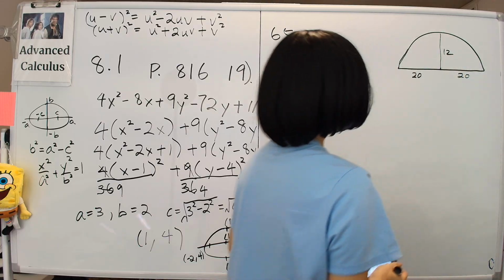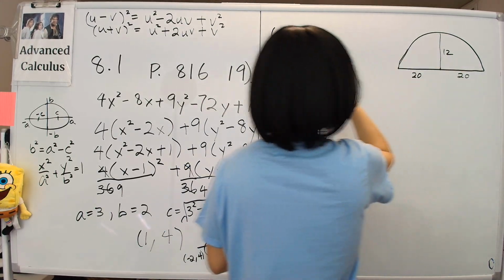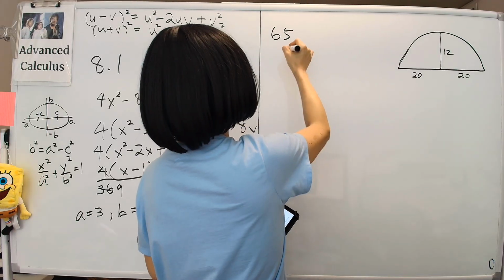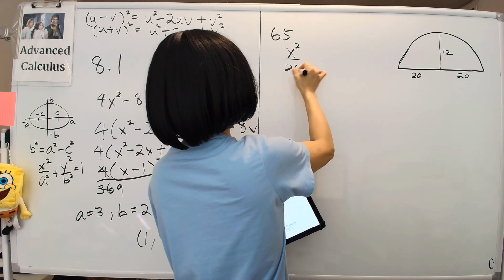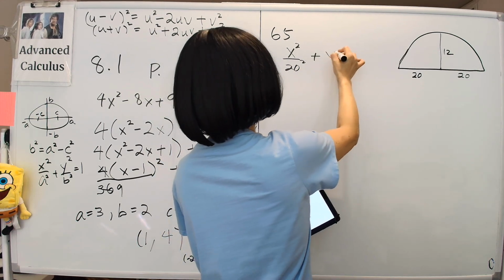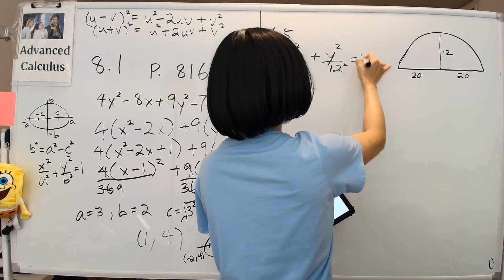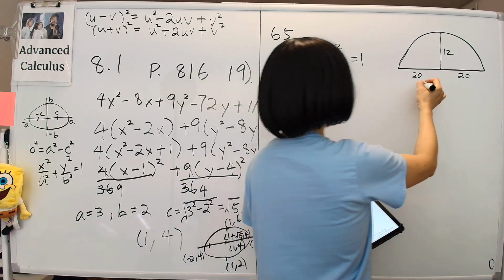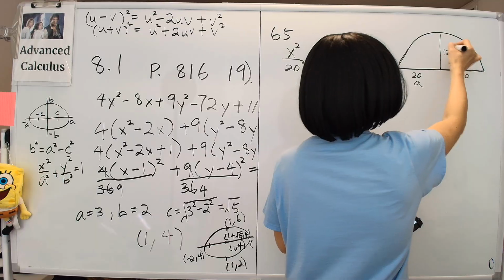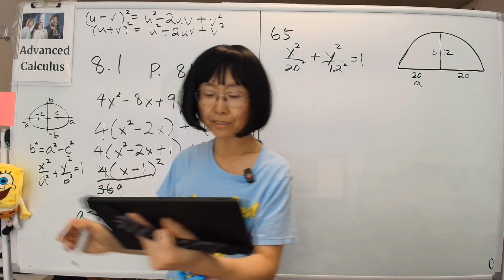So then we'll assume that the ellipse is centered at the origin right here. So the equation will be x squared over 20 squared plus y squared over 12 squared equals 1. That is our equation, because this is A and that's B. So we can write down the equation right away.